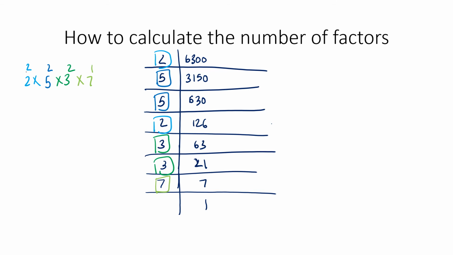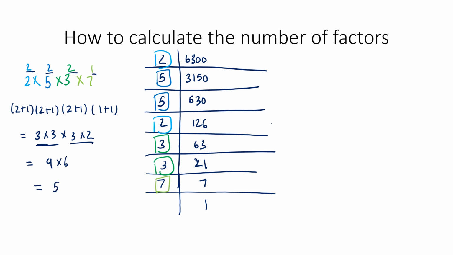So all I have to do is 2 plus 1, times 2 plus 1, times 2 plus 1, times 1 plus 1. That equals 3 times 3 times 3 times 2. Let's do 9 times 6. This big number has 54 factors. And this shortcut just saved you a lot of time rather than just dividing a lot of numbers.